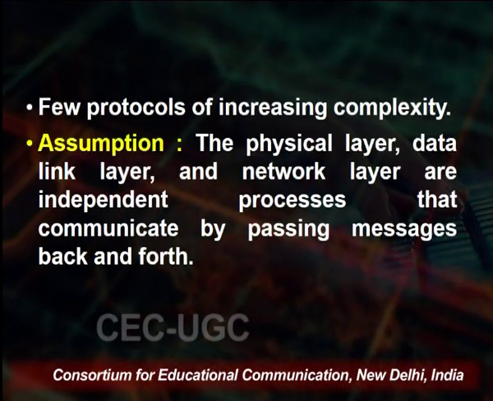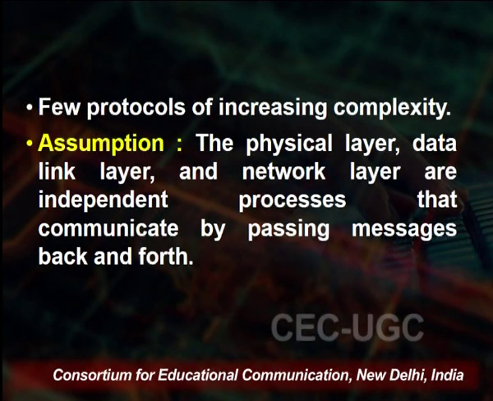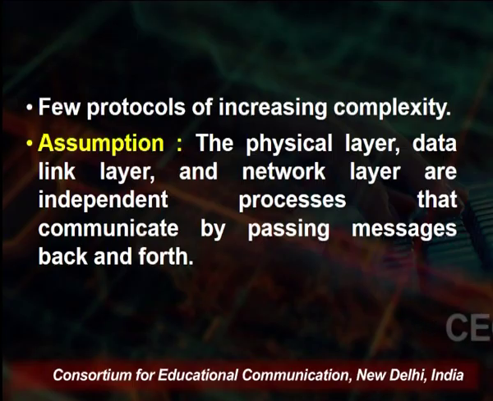The assumption goes like this: the physical layer, data link layer and network layer are all independent processes that communicate by passing messages back and forth. The network layer passes messages to the data link layer, which in turn passes them to the physical layer, and at the receiver's end this is opposite. The physical layer passes messages to the data link layer, which in turn gives the messages to the network layer. So the first assumption is that these are independent processes which communicate by passing messages back and forth.